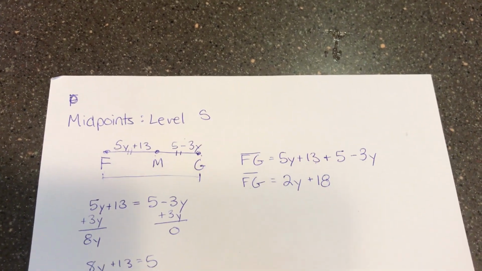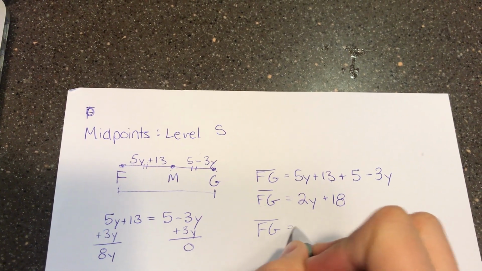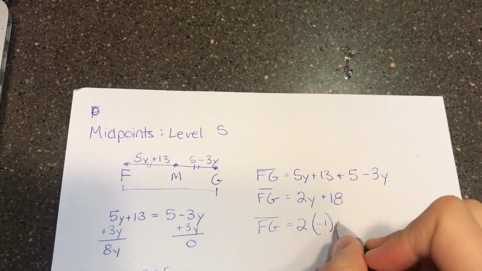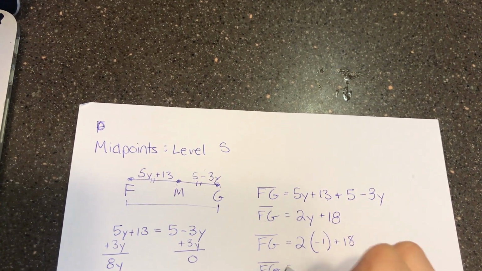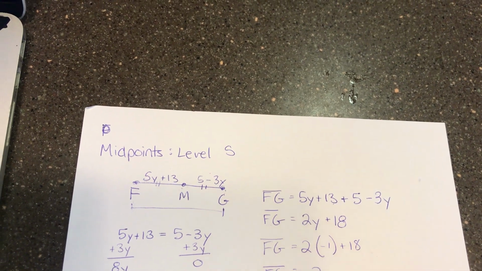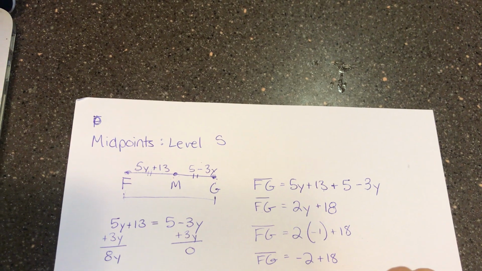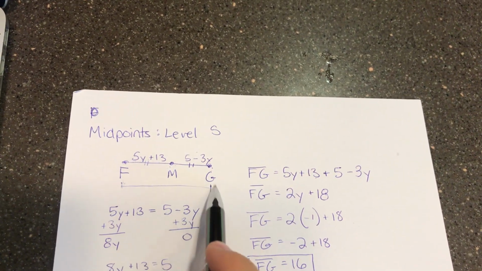Okay, so we know my y. I'm going to plug it in. FG equals 2 times y, negative 1, plus 18. FG equals negative 2, which is 2 times negative 1, plus 18. So FG equals 16. That is my answer. That is the length of FG.